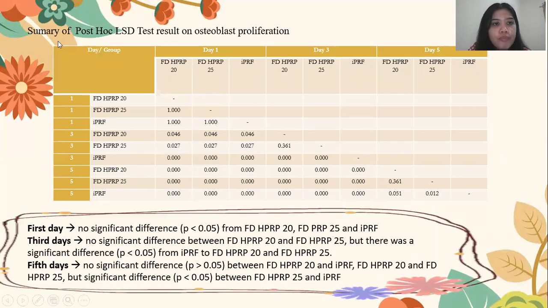So this is a summary of the post hoc LSD test results on osteoblast proliferation. On day 1, no significant difference between FDHPRP20, FDHPRP25, and IPRF. But on day 3, no significant difference between FDHPRP20 and FDHPRP25, but there was a significant difference between IPRF and FDHPRP20 and FDHPRP25. And on day 5, no significant difference between FDHPRP20 and IPRF, and between FDHPRP20 and FDHPRP25, but significant difference between FDHPRP25 and IPRF.